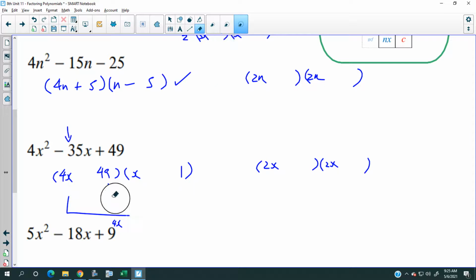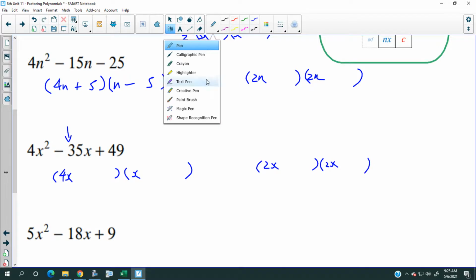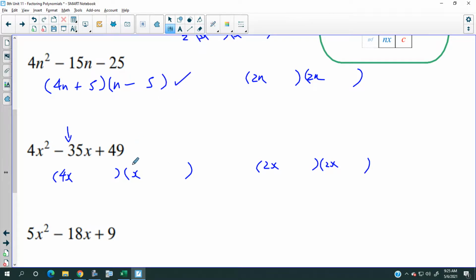So let's see. What's an alternative? I think I could use 7 and 7 actually, because that's really my only other option. I'm not about to put 49 here because 49 times 4 is going to be a gigantic number and it'll never get to 35. So there's no point in doing that. It's gonna have to be 7 and 7, otherwise I have to go explore the 2x thing on the right side.